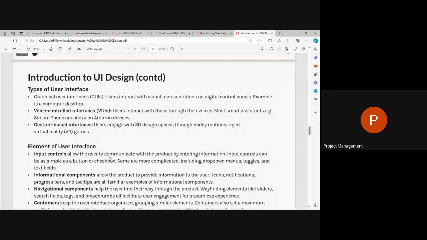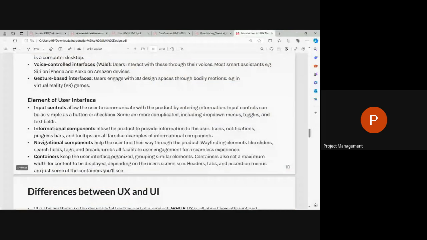So now we are going into the elements of user interface. The first one is input controls.